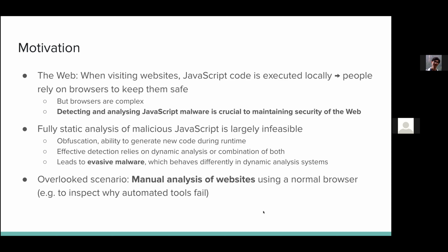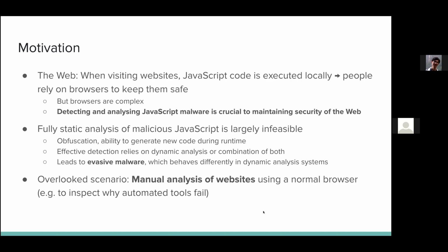Analyzing JavaScript from a static approach, meaning just looking at the code, is not very feasible because it's possible to obfuscate the code, and it's also possible to generate new code during runtime. So in order to effectively detect malware, researchers often rely on dynamic analysis or a combination of static and dynamic analysis. This in turn leads to attackers becoming more advanced. They create evasive malware, which is able to detect when it's being analyzed dynamically, to detect when the researcher is looking at the behavior of the program, and then to change the behavior accordingly.